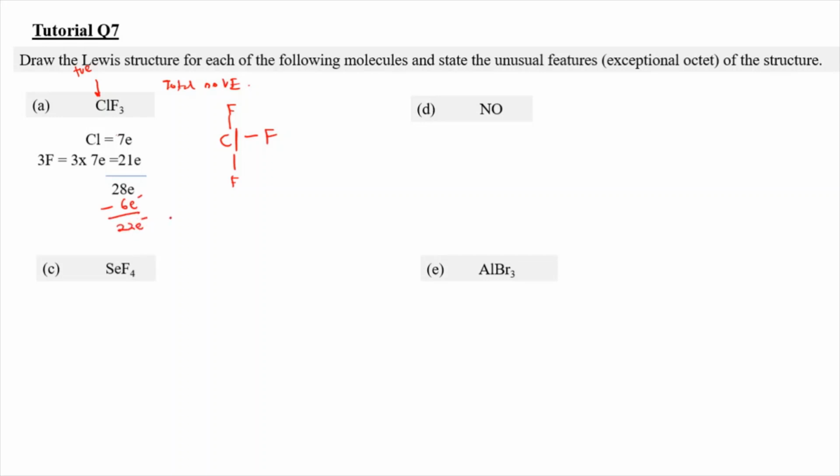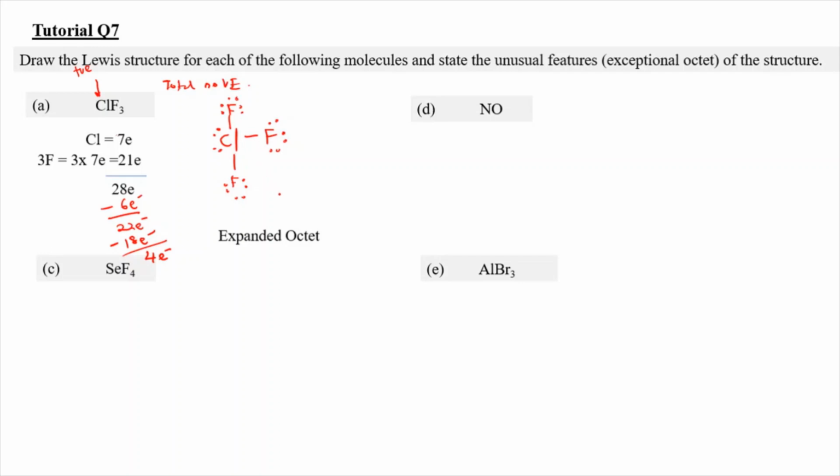This 22 electrons is then used to complete the octet at the terminal atoms first. So 1, 2, 3, 4, 5, 6, on each fluorine. So we have used up 18 electrons. And then we are left with 4 electrons. These 4 electrons will then be used to fill the central atom. So we have 1 and 2, and then we have 1 and 2 here. Alright, so we have a structure of ClF3 now.